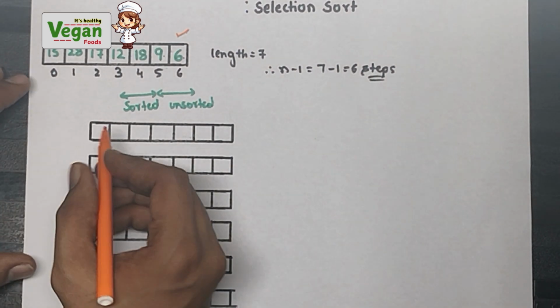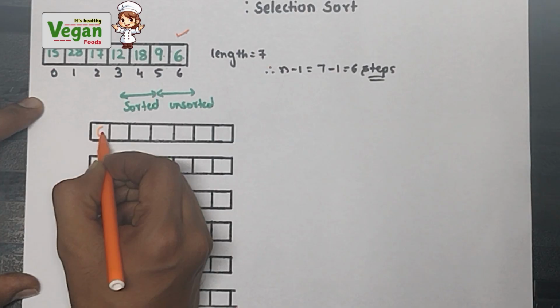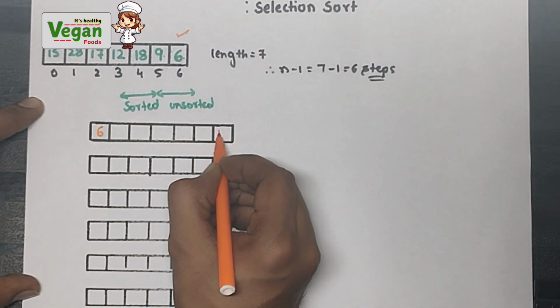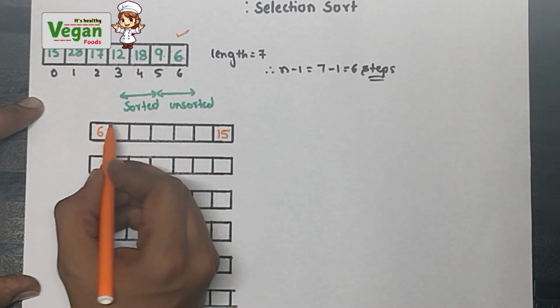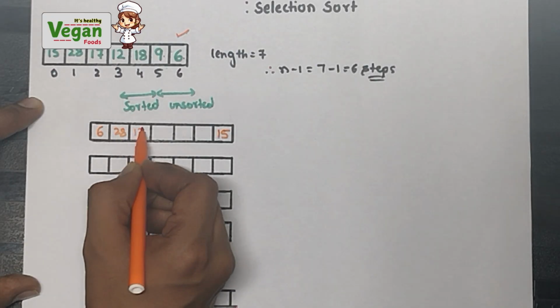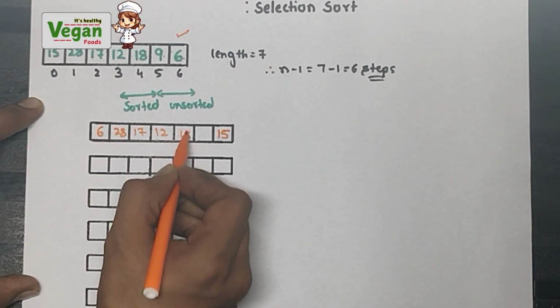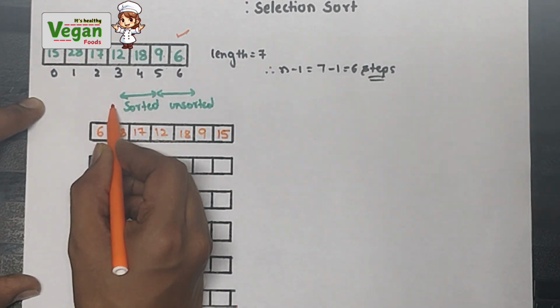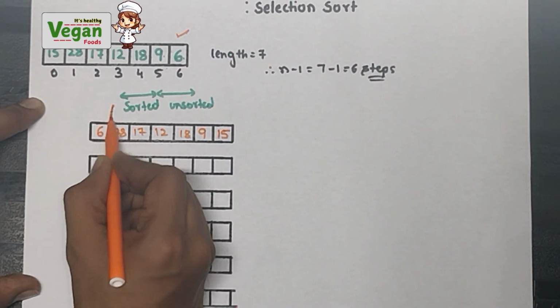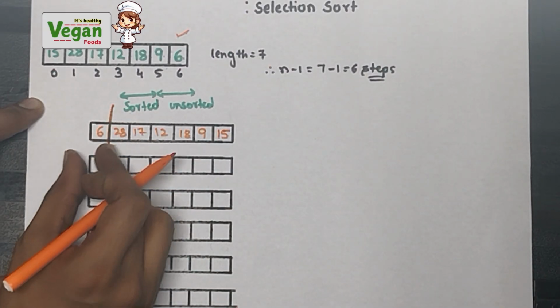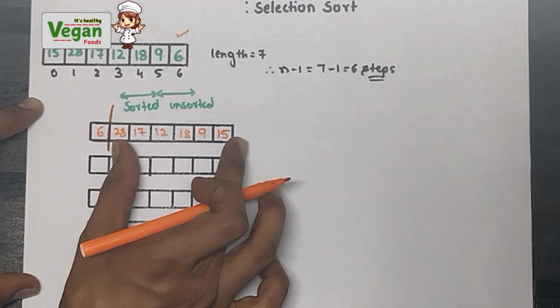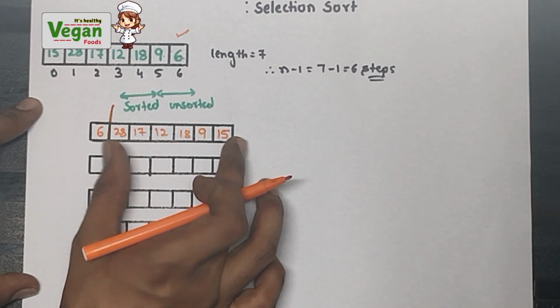So 15 and 6 will be swapped. 6 will come to 15's place and 15 will go to 6's place. All other elements will be the same: 28, 17, 12, 18 and 9. Therefore this 6 is now sorted. So this will be the sorted sublist and the rest will be the unsorted sublist.